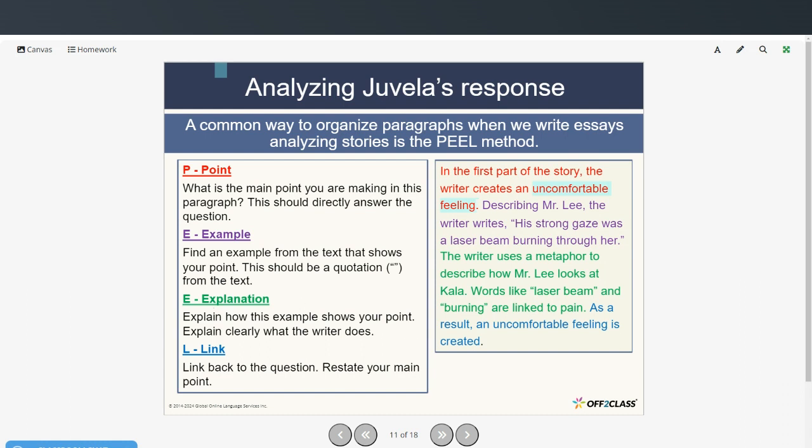And then explanation. Explain how this example shows your point. Explain clearly what the writer does. So the writer uses a metaphor to describe how Mr. Lee looks at Kayla. Words like laser beam and burning are linked to pain. And then the link, you have to link back to the original question and restate your main point in other words. So as a result, an uncomfortable feeling is created. So that's the PEEL method.